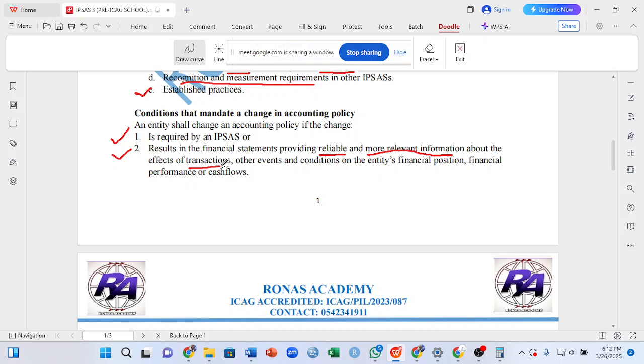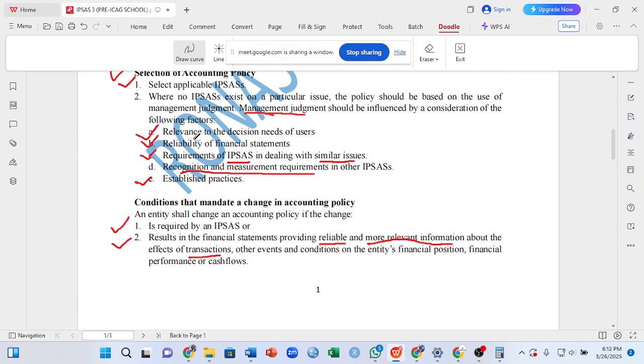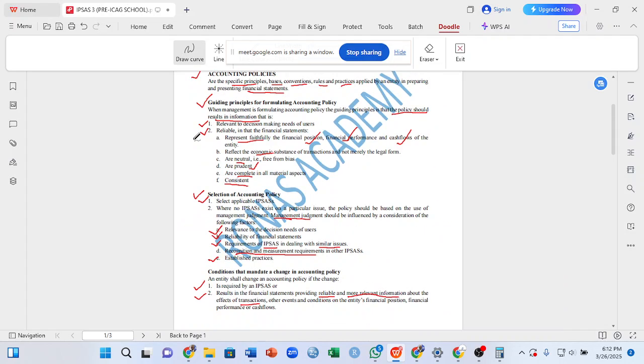So remember, the first one is when it's required by another IPSAS. In a case whereby we have a new IPSAS, which may be coming to replace an old one, or maybe having a provision in an IPSAS. Most of the time we make an amendment in an IPSAS. So if there is an amendment in one particular provision of an IPSAS, which may change the corresponding accounting, you also work on it accordingly. So that's with the conditions.